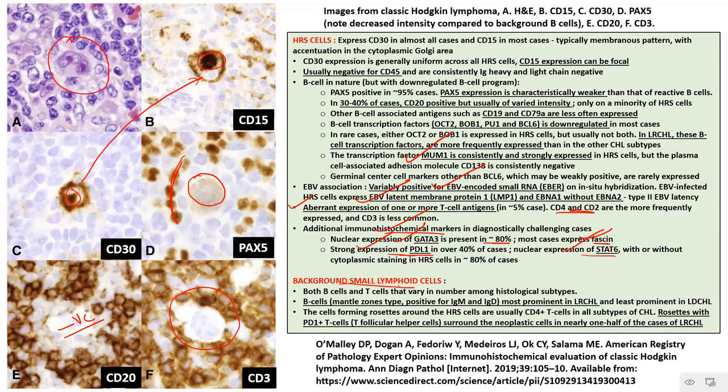The background small lymphoid cells that you see will usually be a polyclonal mixture of B cells and T cells. However, in case of the lymphocyte-rich variant, you might have a preponderance of the B cells. These B cells will be of the mantle zone type, being positive for both IgM and IgD, and they are maximally prominent in the case of the lymphocyte-rich subtype. Also in the lymphocyte-rich subtype, in around 50% of the cases, you will have these T cell rosettes composed of follicular helper cells around the Hodgkin-Reed-Sternberg cells.